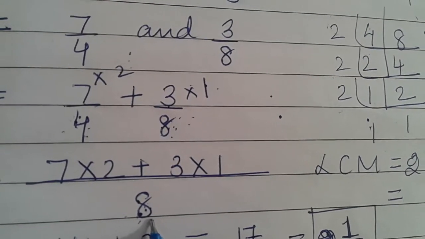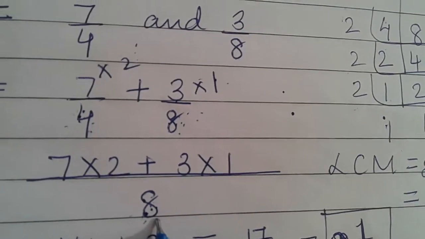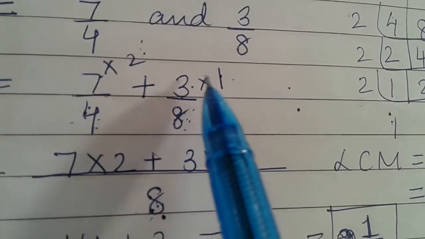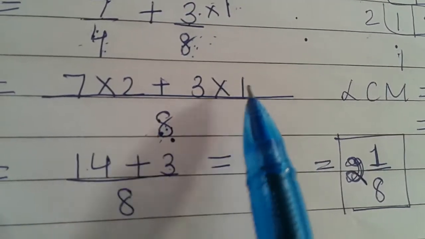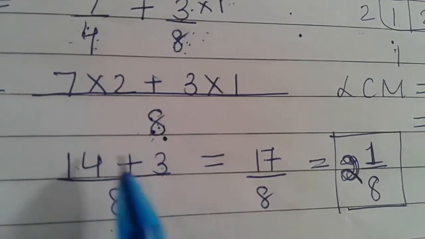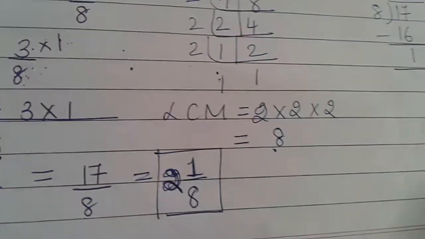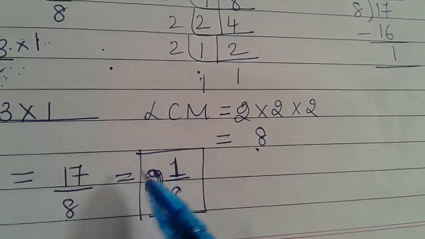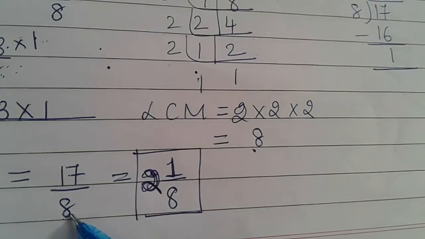This step is very crucial because children get confused in this step only, so please understand this. Then multiply: 7 2s are 14, plus 3 1s are 3, upon 8. So 14 plus 3 is 17 upon 8. So 17 upon 8 is an improper fraction. I must convert it, since it is improper. Improper means the numerator is greater than the denominator.